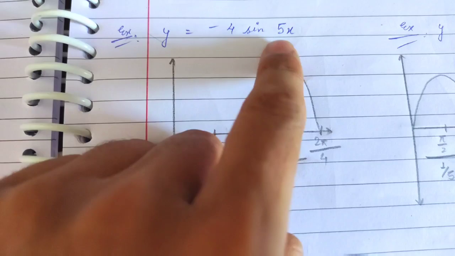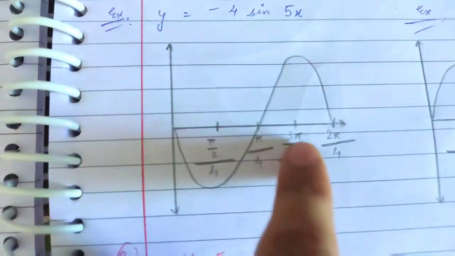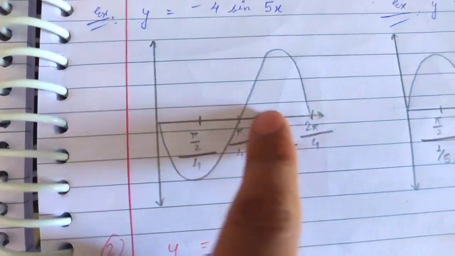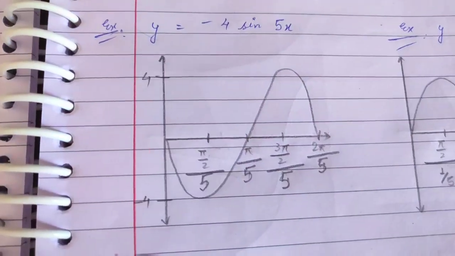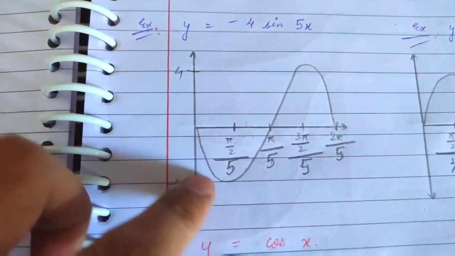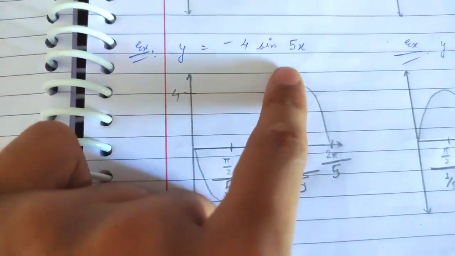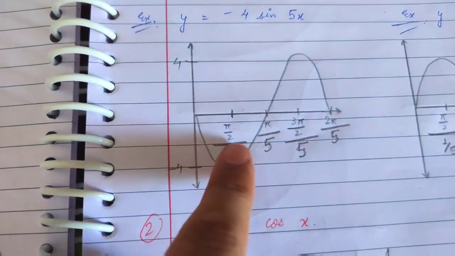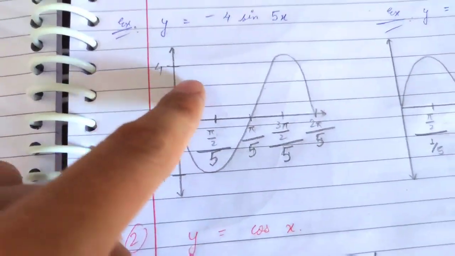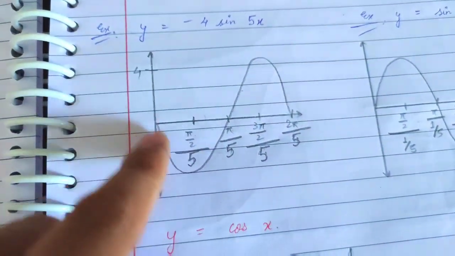First, 4 is multiplied everywhere, so the graph will extend up to minus 4 and plus 4 like this. Since 5 is multiplied inside, everything is divided by 5 in all the 4 points, and also it is minus, so it is flipped.